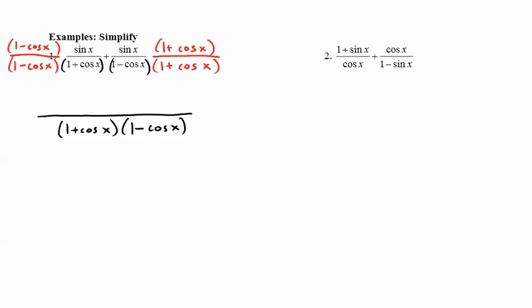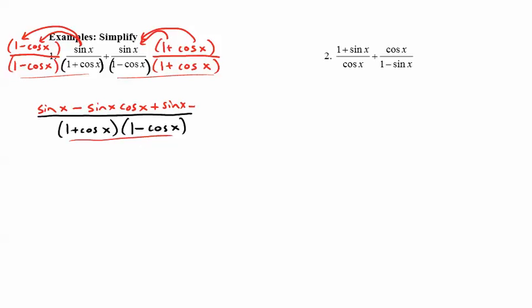So now we'll expand the numerator. Now we've got the denominators are the same, so we can make that as one common denominator. Now we'll multiply out the numerators. Sine times 1 is sine x. Sine times negative cos is negative sine times cos. 1 times sine is sine x. Sine x times cos x is sine x cos x.